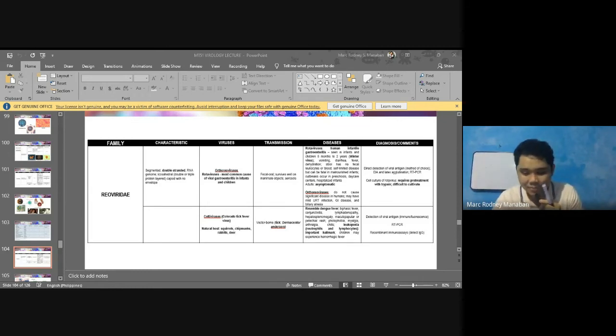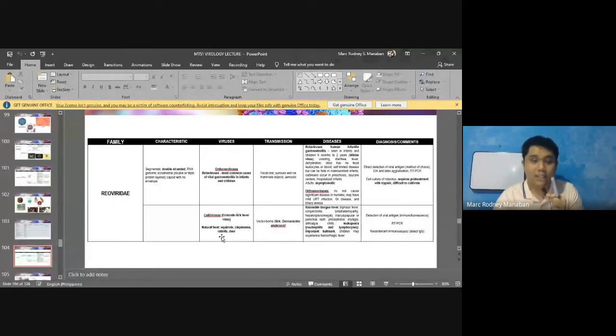Next, you have your Coltiviruses, which cause Colorado tick fever. This is a vector-borne disease, and it is caused by the tick Dermacentor andersoni. So this is a deer tick, if I'm not mistaken. It is common in areas in Colorado, in the US. Usually, the hosts are squirrels, chipmunks, rabbits, and deer. This is where the virus is found.